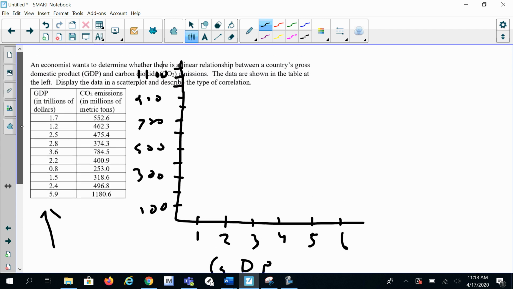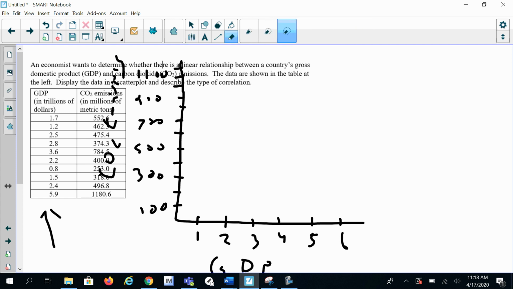And then my Y is CO2 emissions. I should be writing the units, but I have no room and it's hard to write this, so I'm just going to write CO2 emissions. I'm probably going to erase this because I can't see the numbers now, but you should write CO2 emissions. Okay, we've labeled both of our axes, so we're good there. Now we just need to plot the coordinate points.